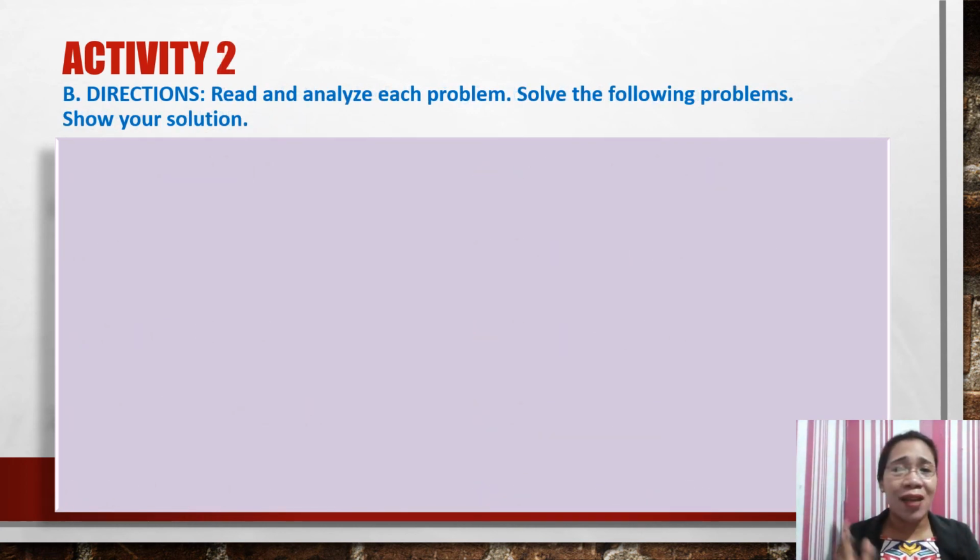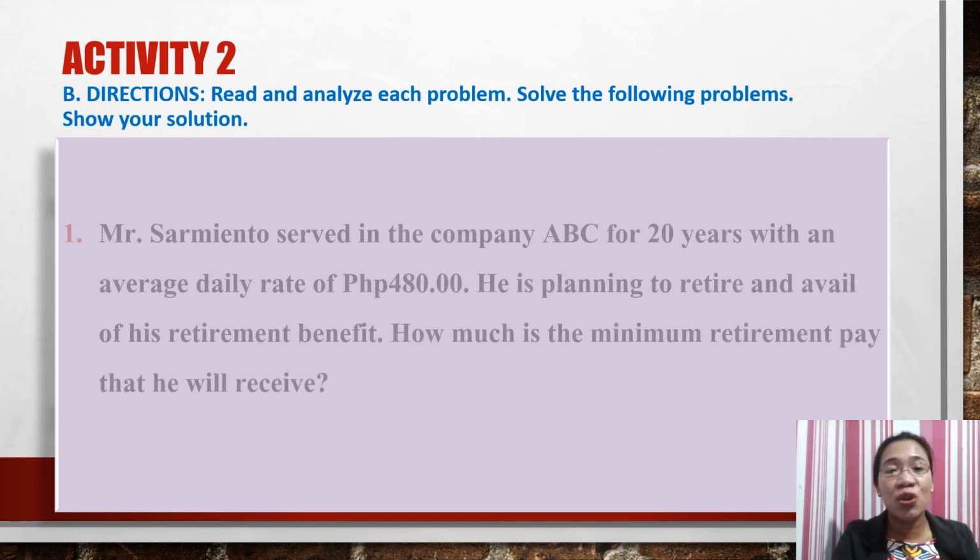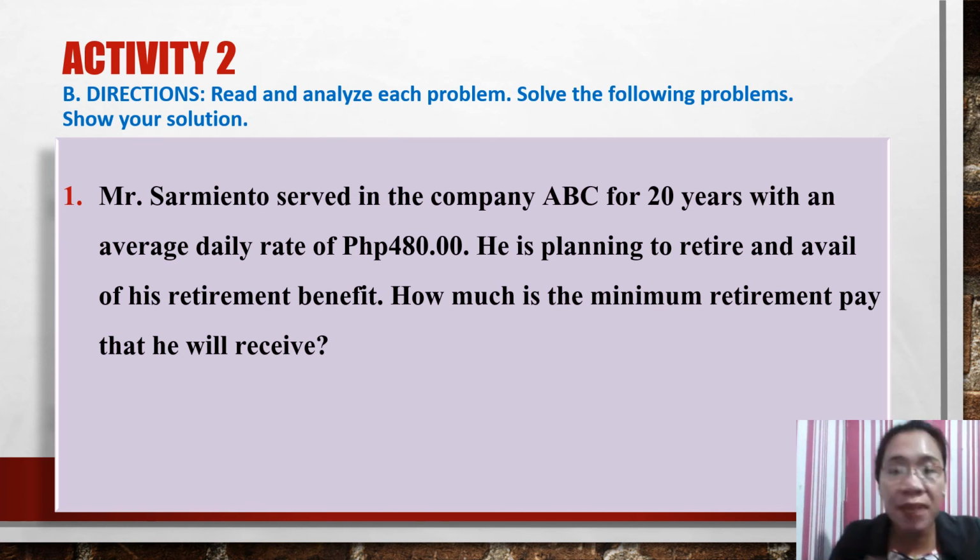Activity 2 na tayo, guys. Ang bilis. Directions. Read and analyze each problem and solve the following problems. Oh my God, solving problem, ang dali-dali nito. Show your solution. No solutions means wrong. So, number 1 problem is Mr. Sarmiento served in the company ABC for 20 years with an average daily rate of 480 pesos, and he is planning to retire and avail of his retirement benefit. How much is the minimum retirement pay that he will receive?